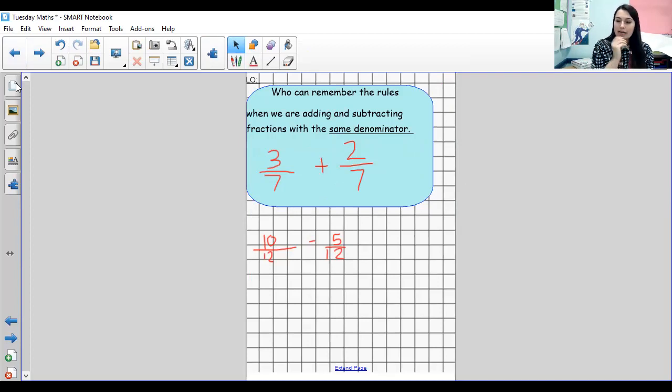Okay, we are going to use today to revise adding and subtracting fractions with the same denominator. You did this in year 3 and year 4, but it's an important skill to make sure we've really understood adding and subtracting fractions before we move on to the year 5 skill when we return to school.